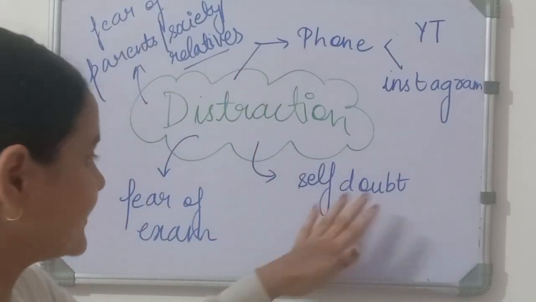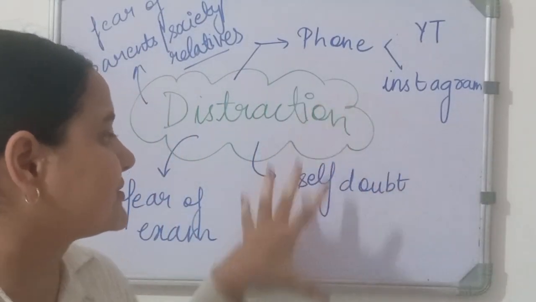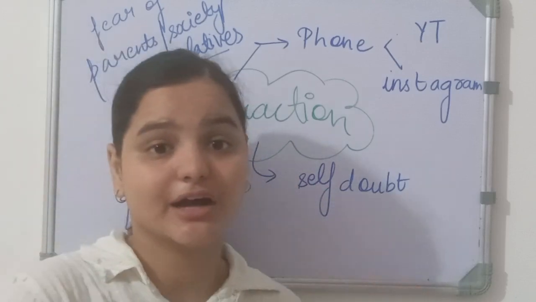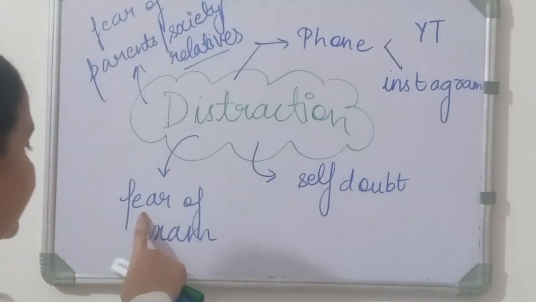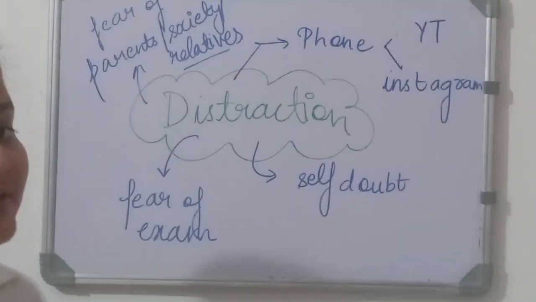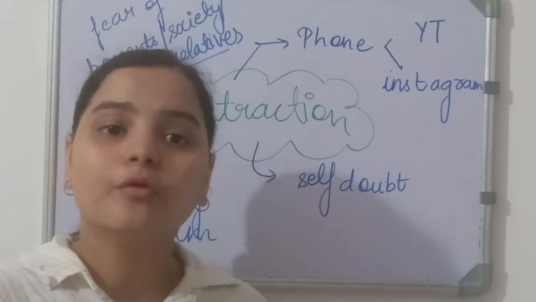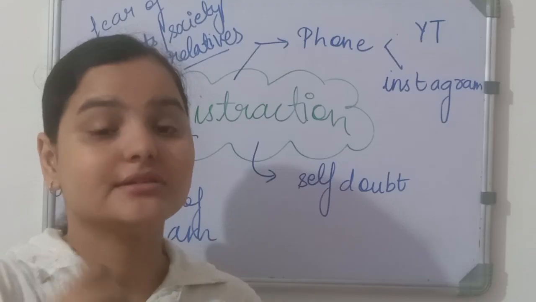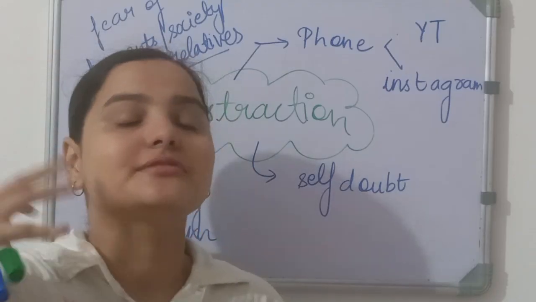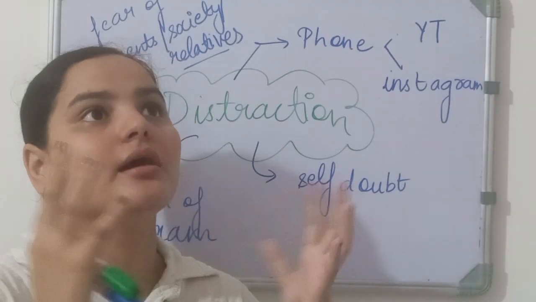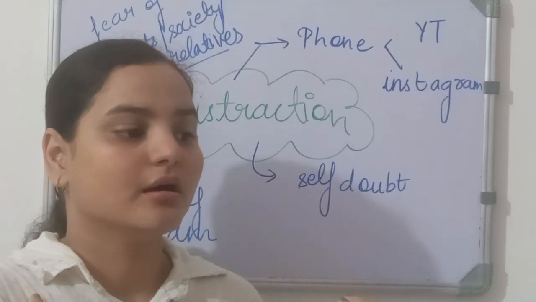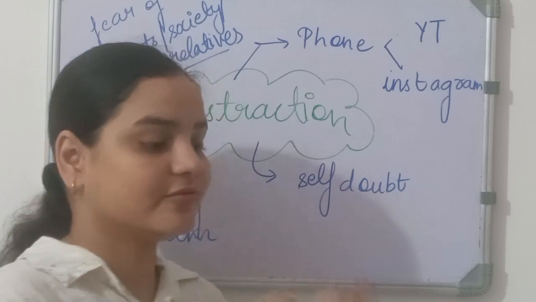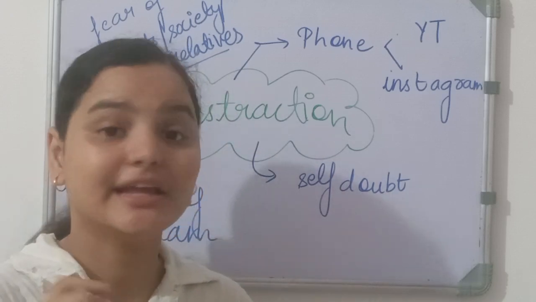Okay, now next is self-doubt. This is the most evil thing for us, because self-doubt can create fear of exam and fear of parents, society and relatives, and because of that we won't be able to study at all. So if you don't trust yourself, just trust the higher power. Just believe that I have some energy that has control over my life. First believe in God, that yes, God is there, He will take care of me.